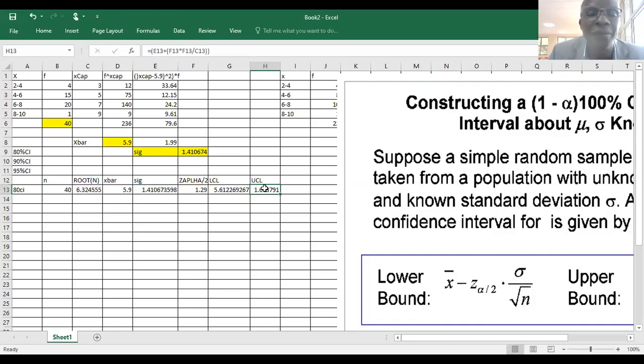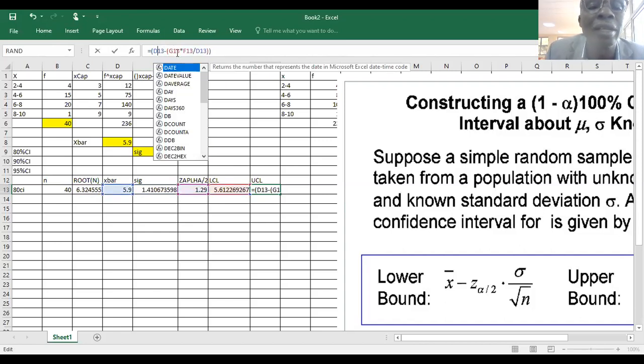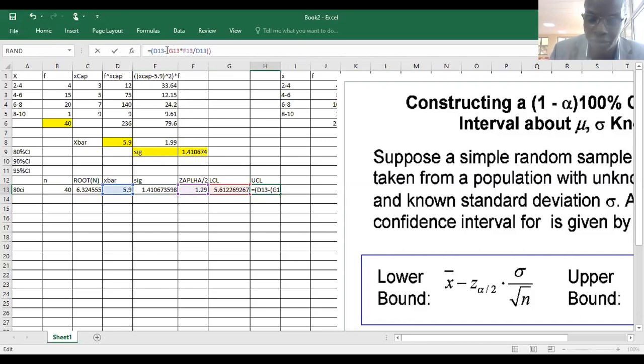Suppose we are adding, plus. Sir, you didn't change the formula; F13 is wrong. Yes, your formula is wrong. At the top, you've done F13; it should be D13. Also this D13, E13. And this one plus, adding. Is this fine? That is Z alpha over 2, which is this one. And this one is sigma.